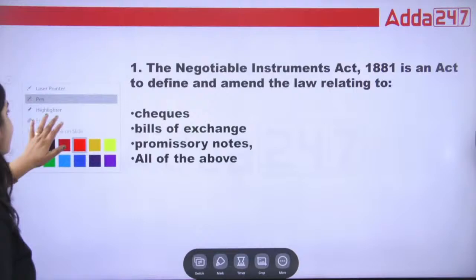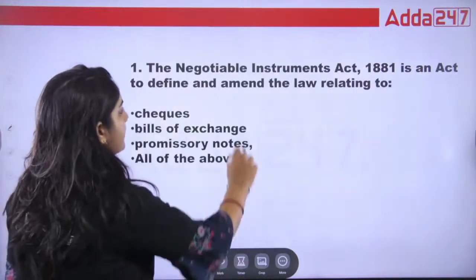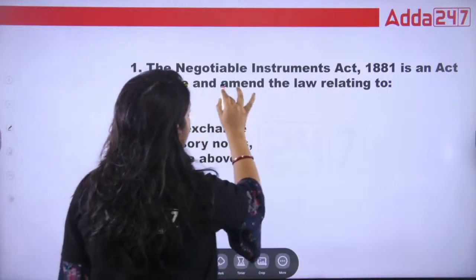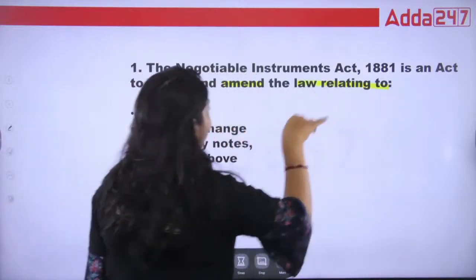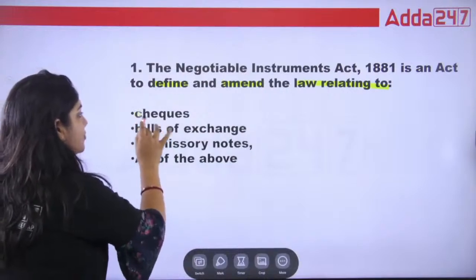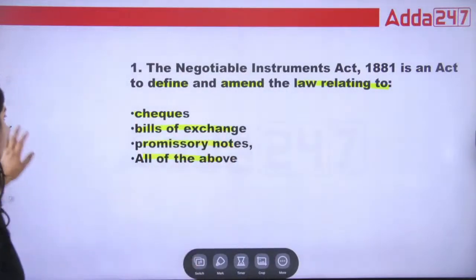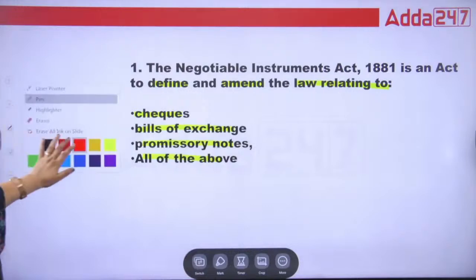Question number 1 on the screen is that the Negotiable Instrument Act 1881 is an act which defines and amends the law relating to what? Relating to cheque, bill of exchange, promissory note, or all of the above. So which of the following is the right answer for this question?